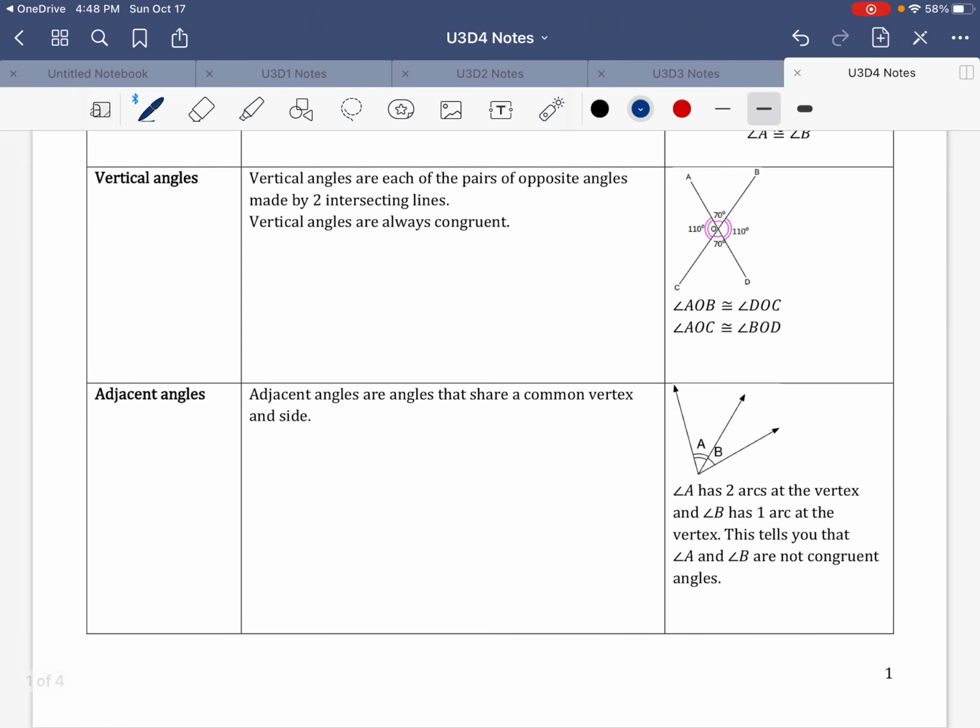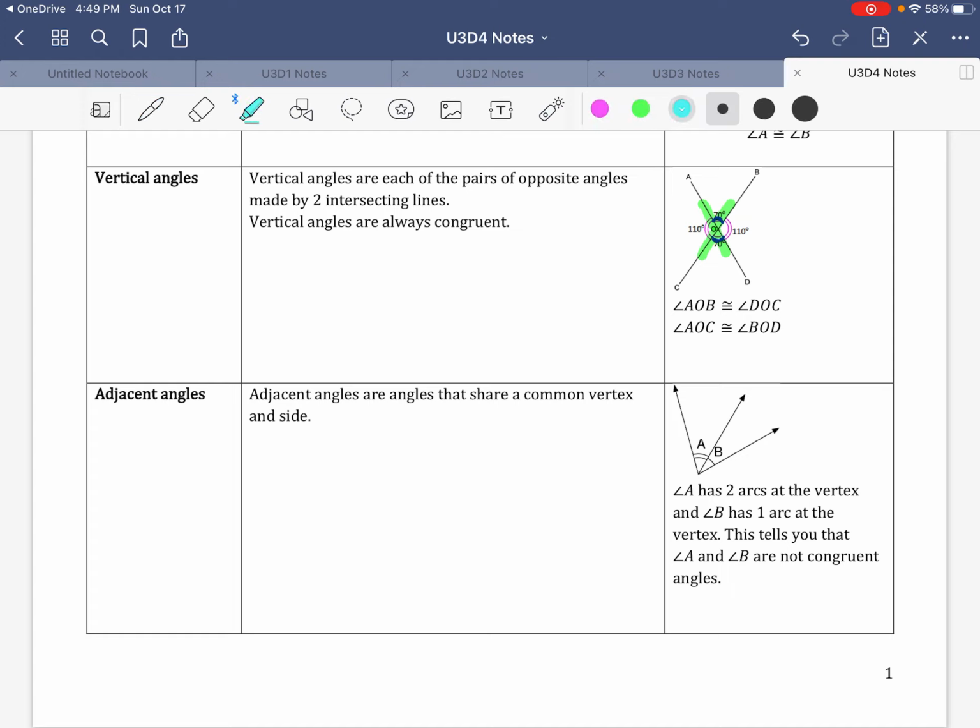Vertical angles are a special type of angle pair that are created when you have two intersecting lines. Vertical angles are the opposite angles that are created by those intersecting lines, and they are always congruent. So if we look at this diagram, we can see that angle AOB, this angle right here that is 70 degrees, is congruent to angle DOC, right? And so we can use that arc and this arc to say that those two angles are congruent.